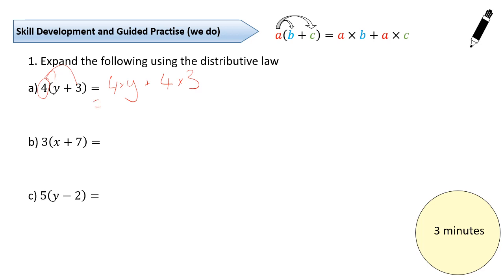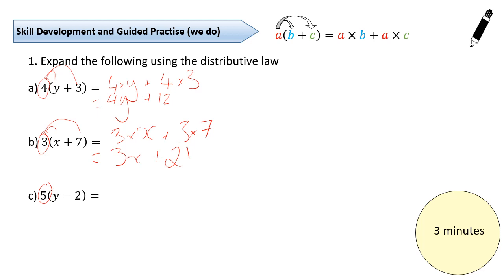Well, we can't do too much to the 4 times y. We'll just write it as 4y plus 4 times 3, which is 12. Great. Hopefully that looks familiar. Next one, we have 3, and it is going to multiply the two numbers inside. 3 times, oh, that is another 3. Let's try that one more time. Should be a 3 times x plus 3 times 7. Okay, simplify, tidy that up, we get 3x plus 3 times 7 is 21.